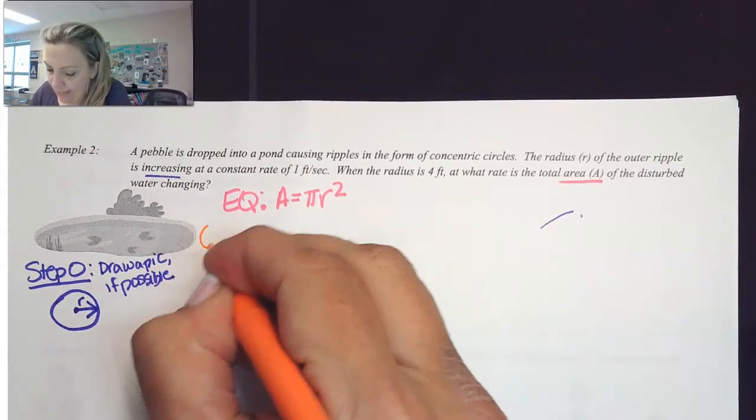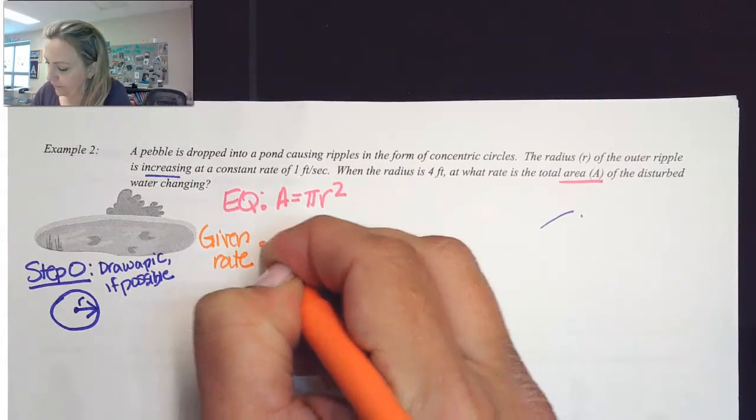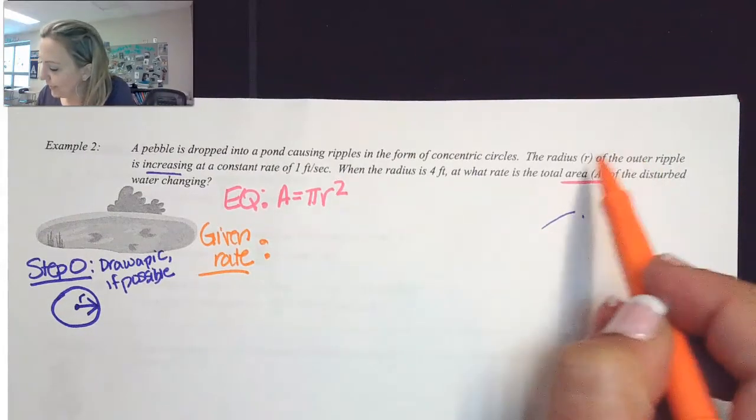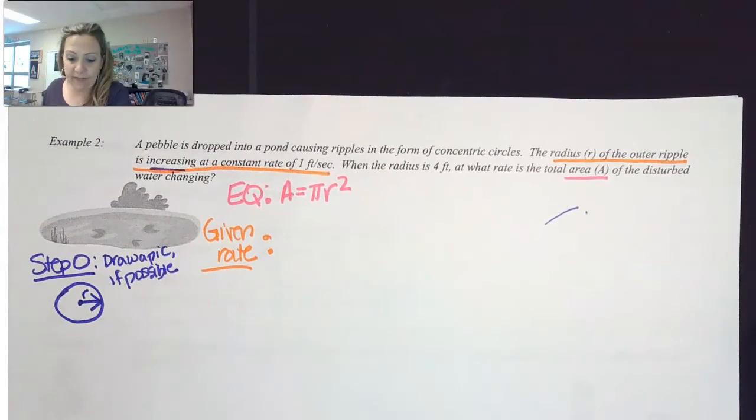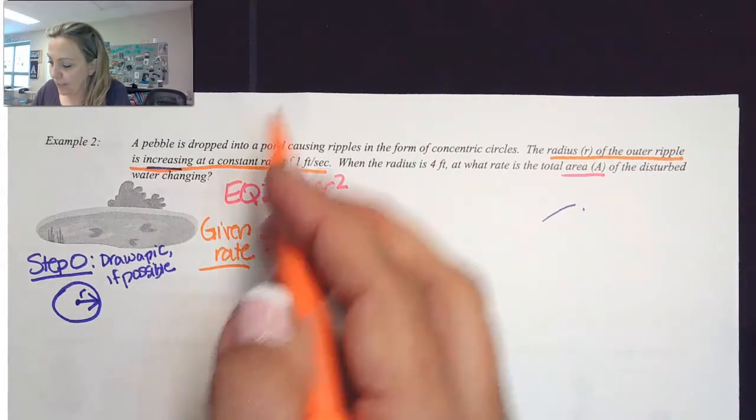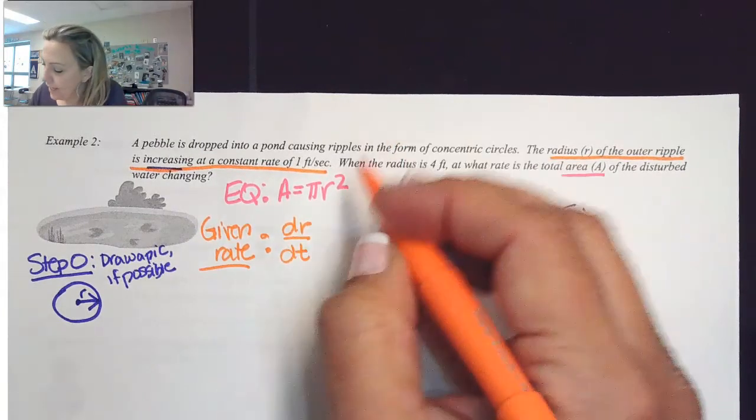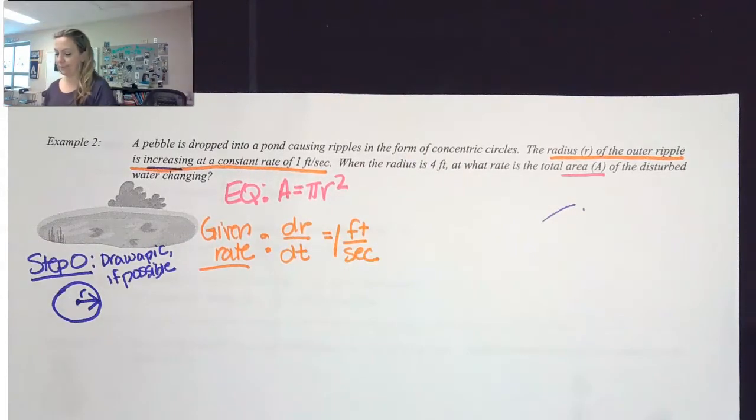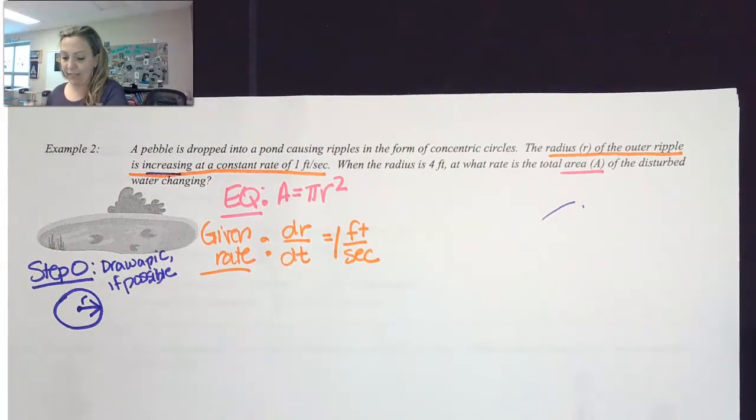Then we want to look at a given rate that we have. The given rate we see is that the radius of the outer ripple is increasing at a constant rate of 1 foot per second. So the radius is changing. That's going to be dr dt. That's what that's telling us, and it tells us that it's 1 foot per second. So that's the given rate. So we look at an equation with the given information. We have the given rate.